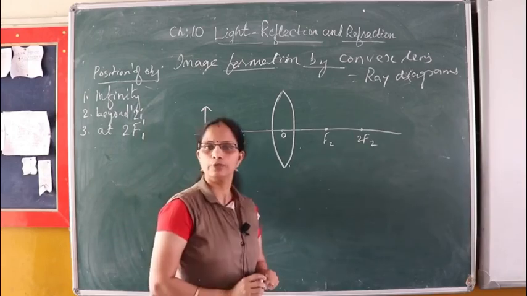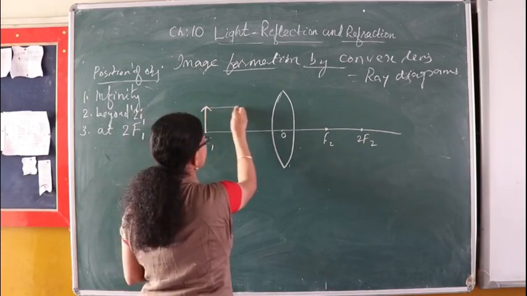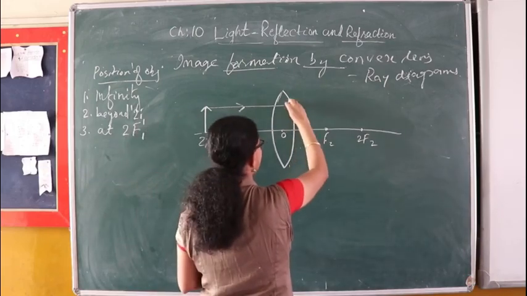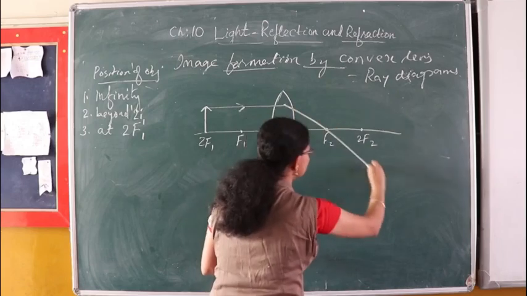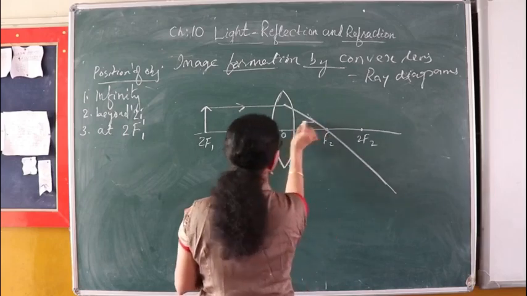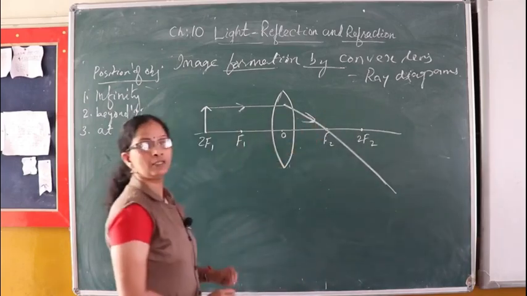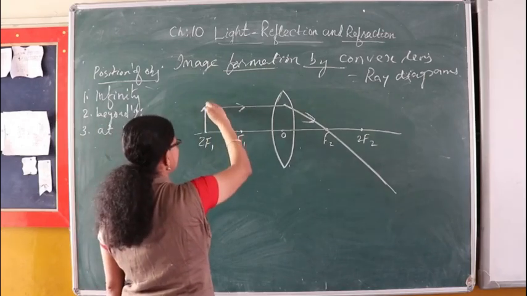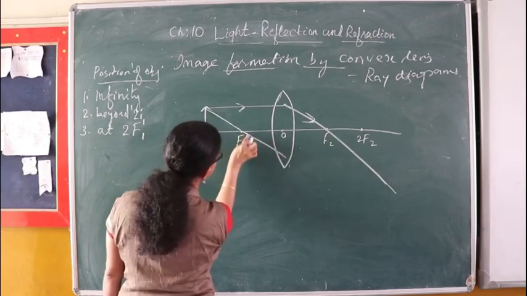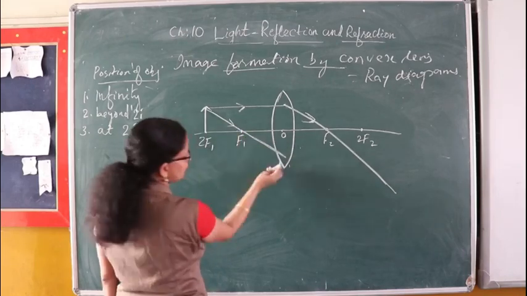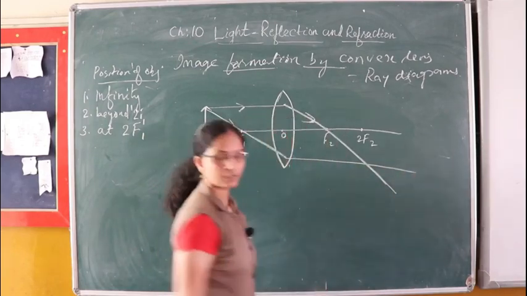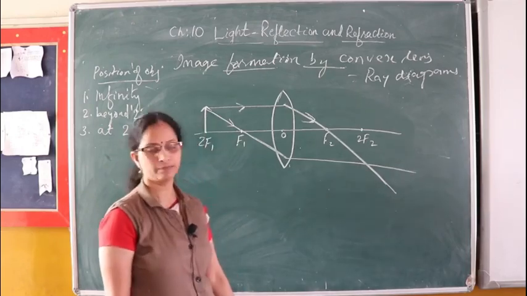Again, we are selecting two rays, one that is coming parallel to the principal axis. After refraction, it passes through the principal focus. Then another ray that is passing through the principal focus: if a ray strikes through the principal focus, after refraction, it becomes parallel to the principal axis.